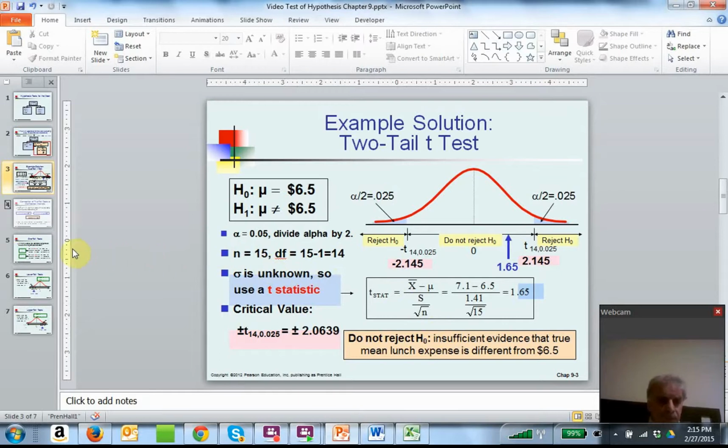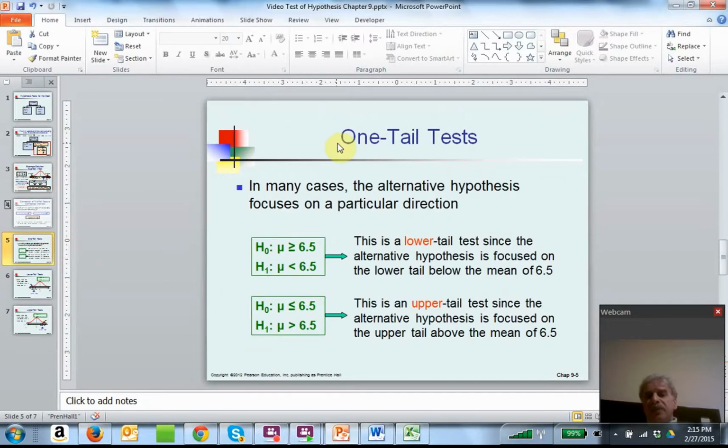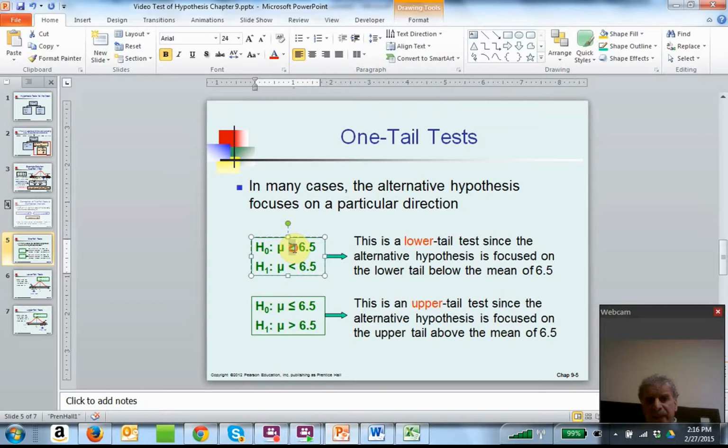Now, there are a couple of other issues I think were worth mentioning. Sometimes we have what is known as a one-tail test. And that would be the time that the alternative hypothesis focuses on a particular direction. I know your book always likes to use it this way, but I usually try to make it easier by just saying that under H0, I always have equality.